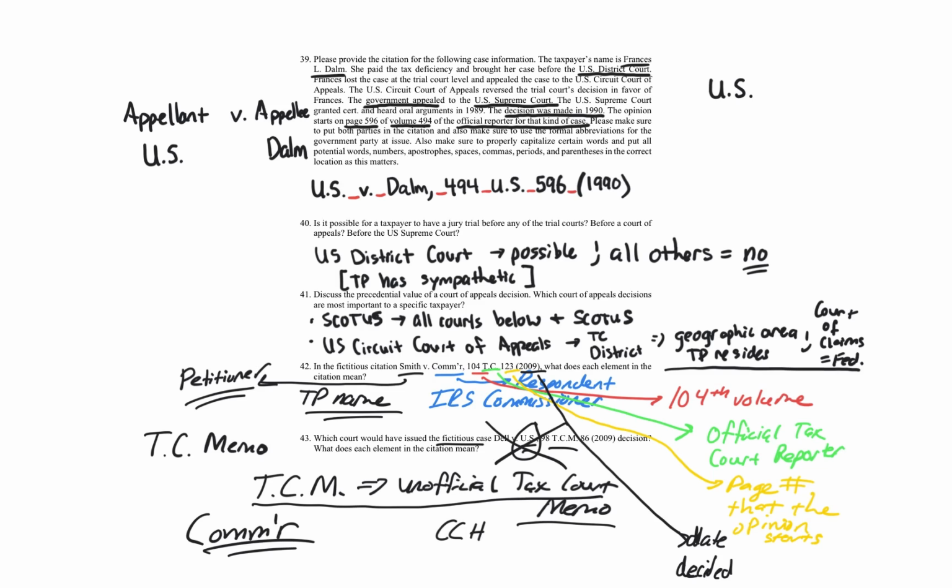It'd be exactly like number 42. Dell would be the petitioner, the taxpayer's name. Commissioner would, of course, be the IRS commissioner, the respondent. 98 would be the volume of the unofficial tax court memorandum reporter of CCH, not the year, sorry. I'm thinking of the TC memo with, again, the year and whatnot. And then it would have the page number where it starts, page 86, and then 2009. 2009 is the decision date.